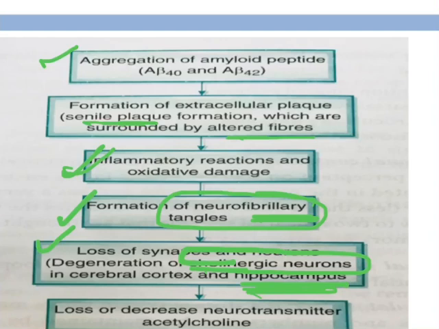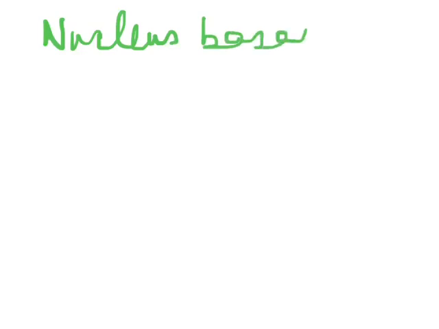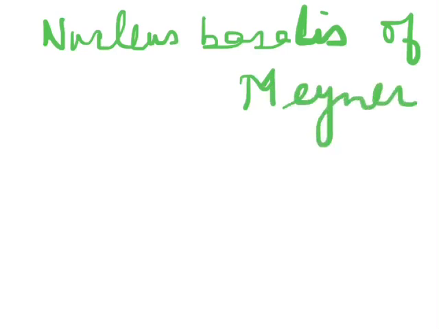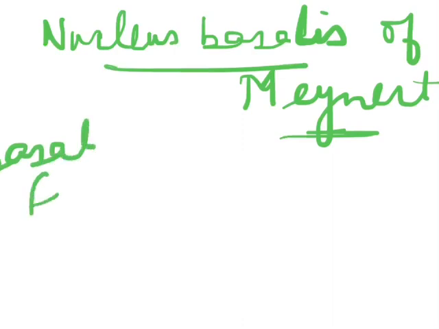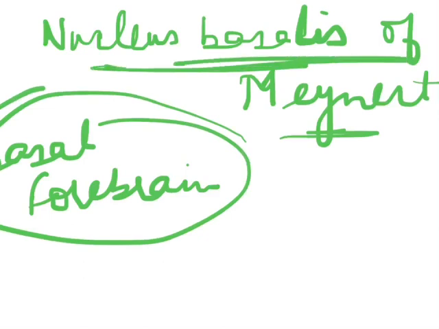So ultimately there will be a loss or decrease of the neurotransmitter acetylcholine. That will lead to the loss of neuron cells within the nucleus basalis of Meynert. What is this? This is a part of the basal forebrain. In the basal forebrain there is the nucleus basalis of Meynert, and there will be a loss of the neurons over here.